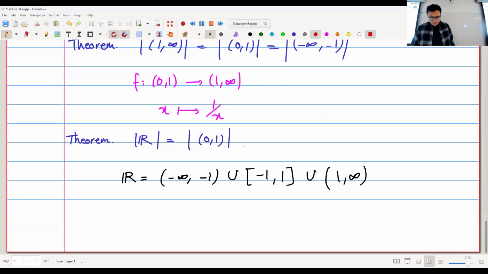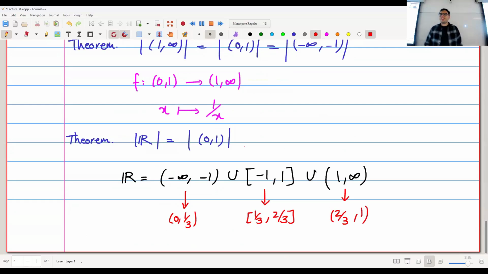So I'm going to map this one in a 1-to-1 way to, let's say, 0 to a third. I'm going to map this one to 1/3 to 2/3. And I'm going to map this one to open 2/3 to 1. And then this will give me a 1-to-1 correspondence between all the numbers in R and the segment from 0 to 1. Great. So you have just as many real numbers between 0 and 1 as you have real numbers overall.